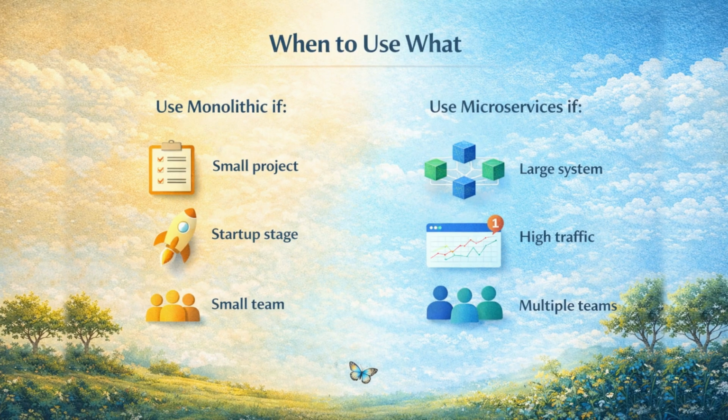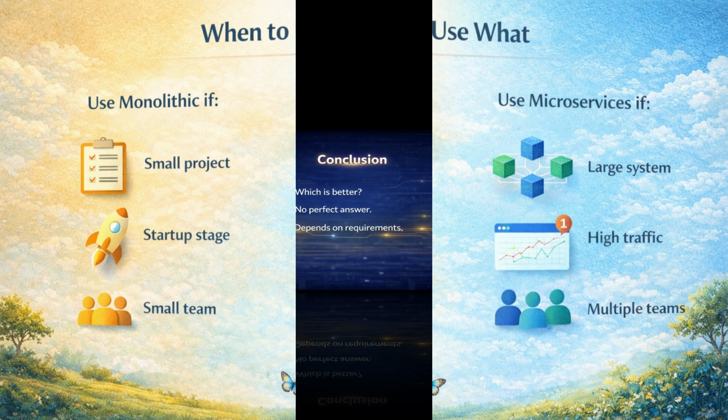When should you use each approach? Use monolithic architecture if you are building a small application, you are in the early startup stage, or you have a small team. Use microservices architecture if you are building a large-scale system, you expect high traffic, or you have multiple teams working independently. A smart approach is to start with monolithic and then gradually move to microservices as you grow.